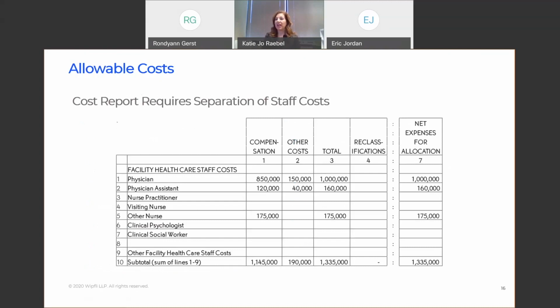Again, we have to separate our costs, our compensation, other costs, salaries, benefits, right, on the cost report by practitioner type. And these are our rural health clinic recognized practitioners. So we have physicians, physician assistants, nurse practitioners, visiting nurse services if we're in a home health designated shortage area. We'll talk about that in a little bit too. And then we have other providers that are not, or we have support staff like nurses, not necessarily RHC providers, but they're part of our healthcare staff.